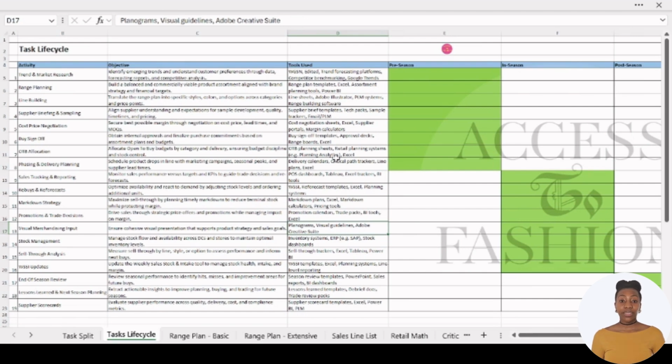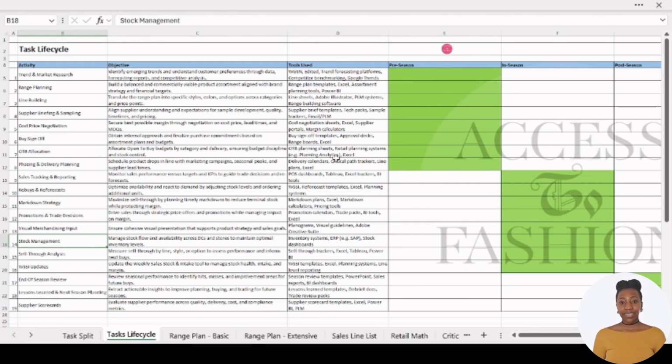You would use things like planograms. Those are very helpful for plotting the store without having to be in the store. There will be visual guidelines. You'll use very much Adobe Creative Suite for that. And you can just plot your store in the most perfect way. And you do the same for online, obviously, too.